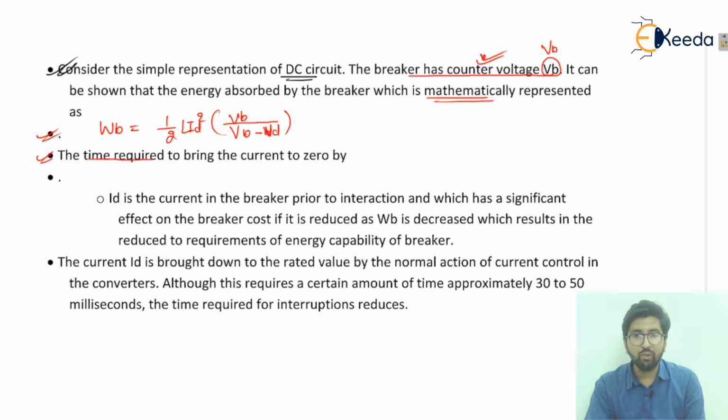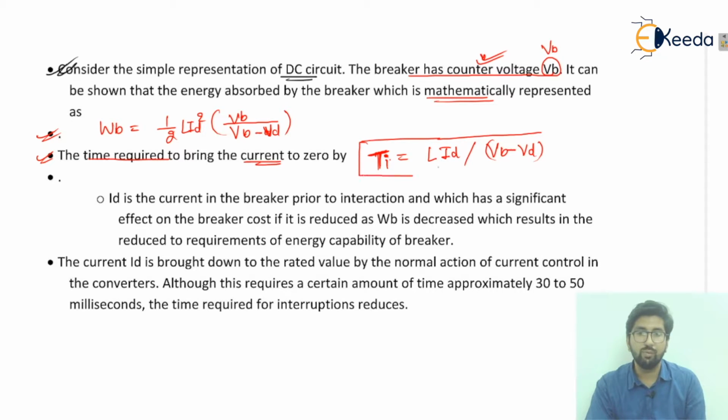Next, the time required to bring the current to zero. As we have talked about, we have to make the current equal to zero. But what is the time for that? The time is mathematically represented as follows, called TI: TI = L ID upon (VB minus VD). That is the time required to make the current equal to zero.